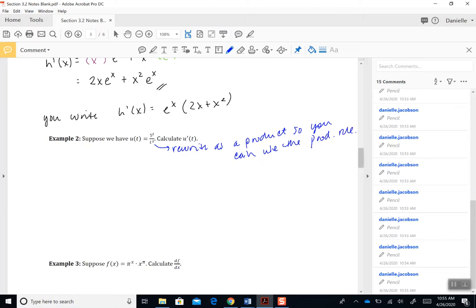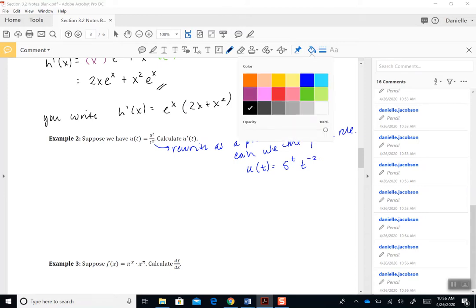Okay, how do I do that? I have to remember properties of exponents. So if I have this t squared in the denominator, that means really what this is equal to is u of t equals 5 to the t, that's the numerator, times t to the negative 2. So that was just by properties of exponents. Okay, now at this point, if I read 5 to the t times t to the negative 2, it is in fact a product, which means I can apply the product rule.